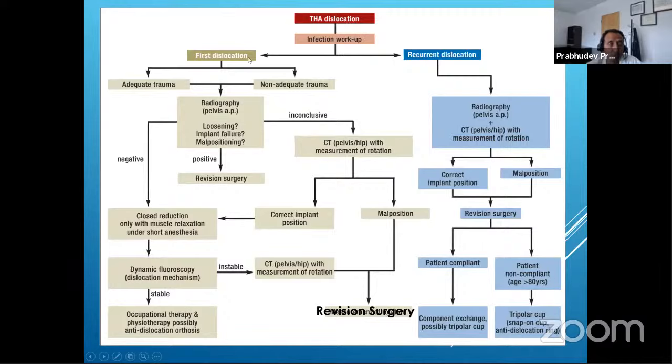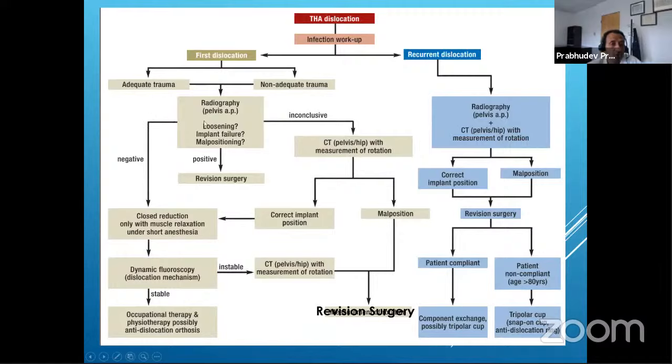In a first-time dislocator, again, history is very important, whether it is from a significant trauma, or it is more of a spontaneous event without significant trauma. And X-rays should give us good information regarding any loosening, any implant failure, and malpositioning of the components. If we see any of these issues, then definitely we should consider revision surgery because these need to be fixed.